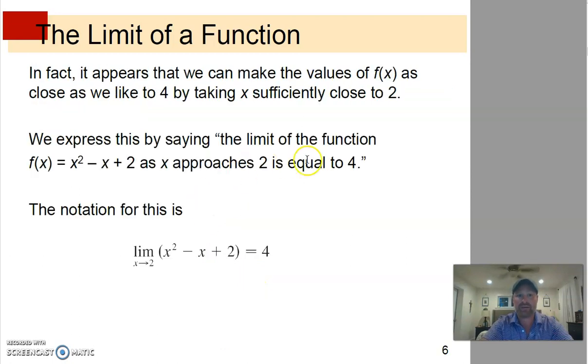So the way that we express this is we say that the limit of the function f of x equals x squared minus x plus 2 as x approaches 2 is equal to 4. And the notation that we use is right here.